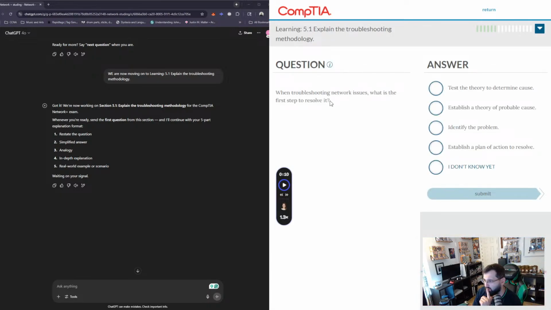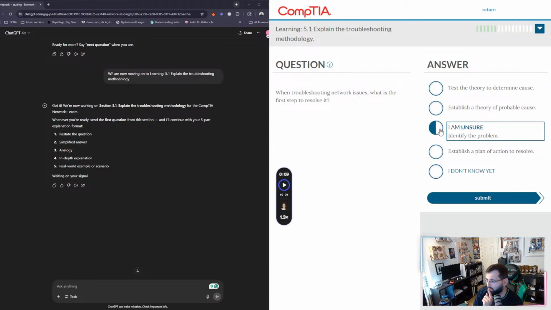Okay, that makes sense. When troubleshooting network issues, what is the first step to resolving it? Establish a theory, identify the problem, establish a plan of action to resolve. Obviously, you have to identify the problem. I was going to be really upset if that one was wrong.